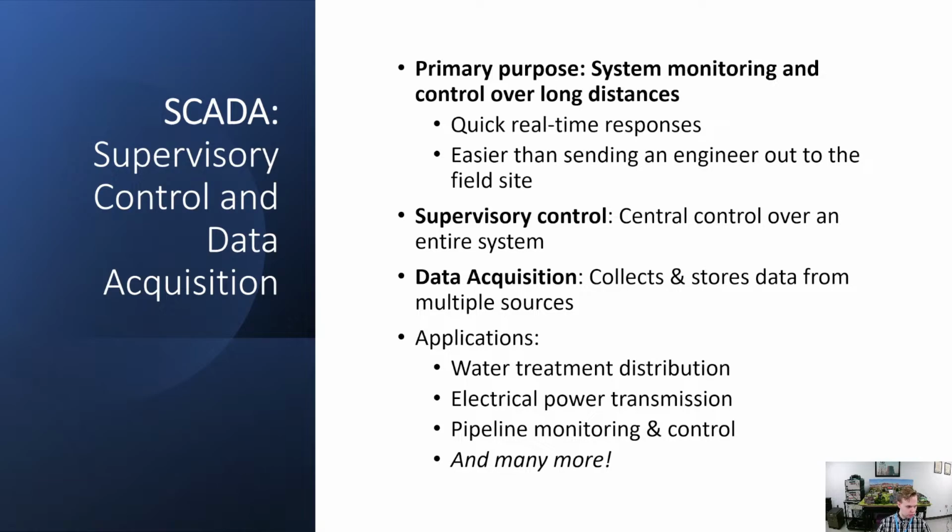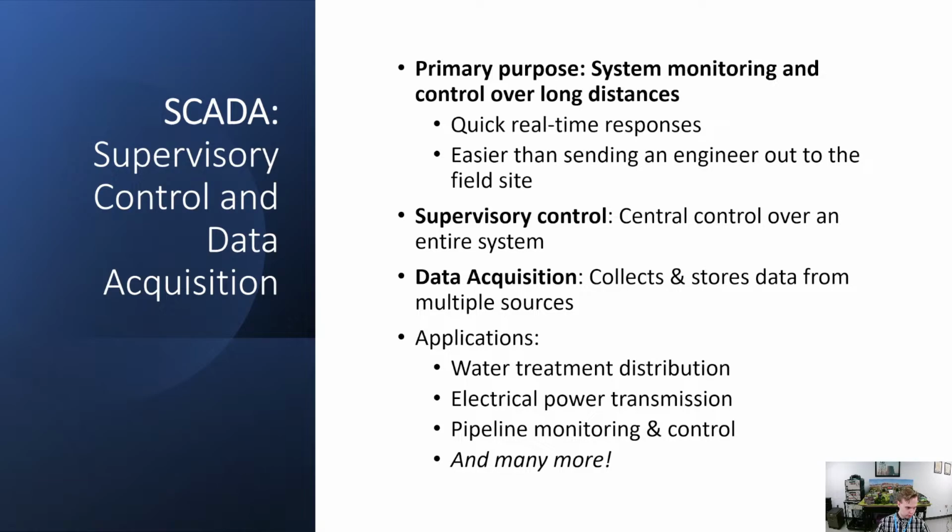So to break down the complicated name of SCADA, supervisory control, you can just think of that as central control over an entire system. So that's the main contrast compared to a DCS, where we have a central control room or a central control unit over the entire SCADA system, where everything reports back to. And then the data acquisition part is just saying that this system collects and stores data from all of its multiple sources, all the multiple parts of the entire system. So SCADA systems are used in things like water treatment distribution, electrical power transmission, pipeline monitoring and control, and again, the list goes on and on and on.